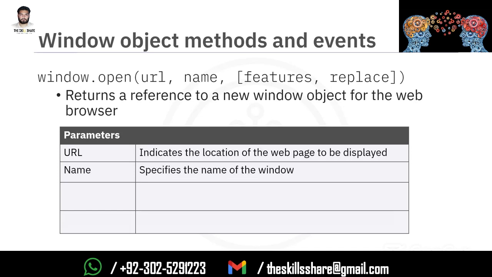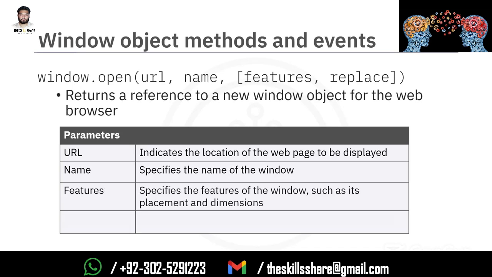Name, a string that specifies the name of the window. Features, an optional string that specifies the features of the window, such as its placement and dimensions. The features string is a comma-separated list of name-value pairs. Replace, an optional Boolean value. If true, the new location replaces the current location in the browser history.